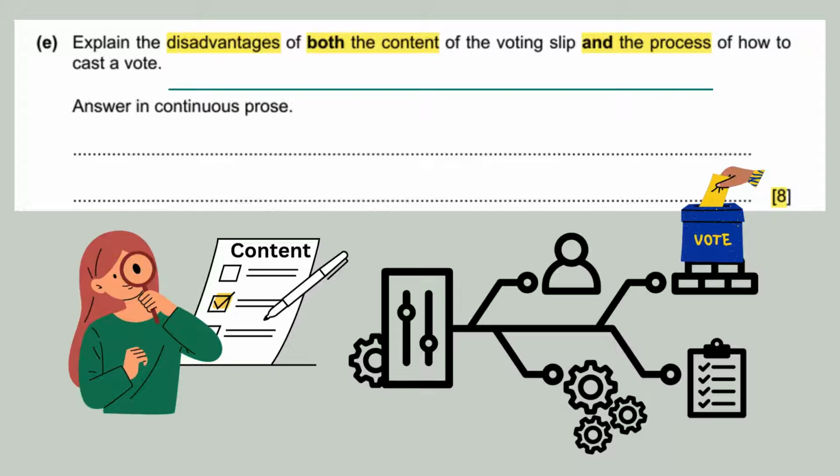So here what you have to do is explain the disadvantages of both the content of the voting slip and the process of how to cast a vote. So your task here is to focus on the disadvantages of not only the content that is mentioned on the voting slip, but also the process of casting that vote. It means your challenge is to examine both the content and the process. If you only address the disadvantages of the content and you miss the process, you will not achieve a high score. It is equally important to not only identify the points from the content as well as the process, but also make sure that there is some development with these points.